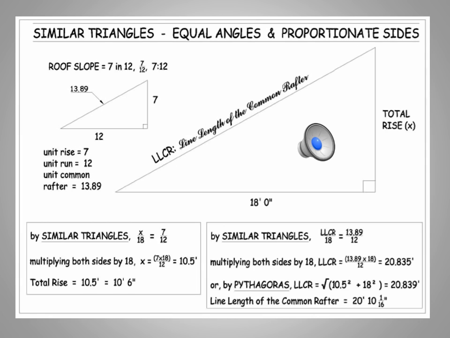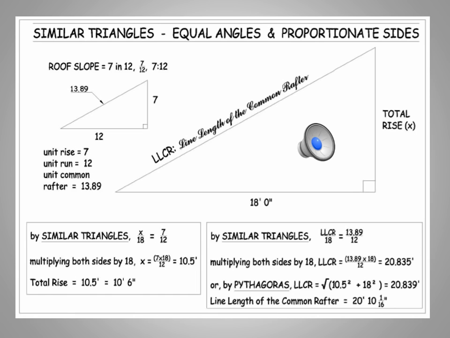Here we have two similar triangles, or two triangles that are similar to each other. They both have all three angles the same. Both of them are 90-degree triangles, and the angle down at the bottom is equal on both of them, and the angle at the top is the same. So the roof slope triangle is denoted either as 7 in 12, 7 over 12, or 7 to 12.